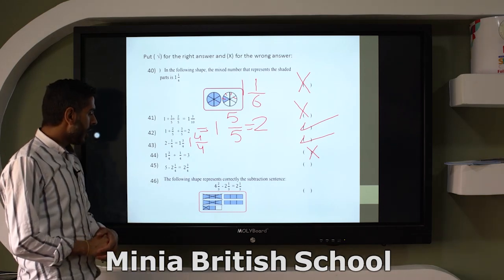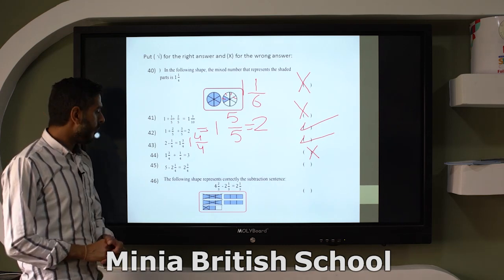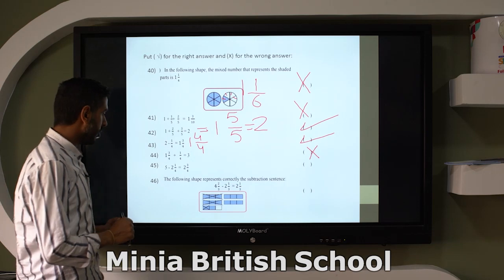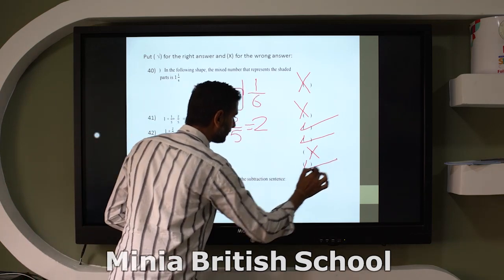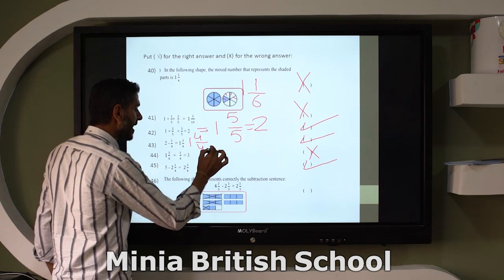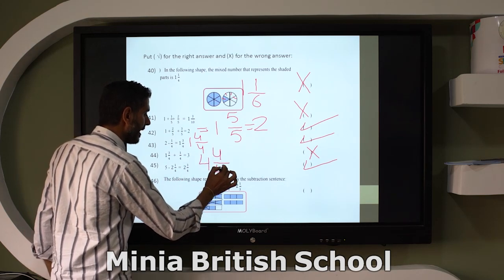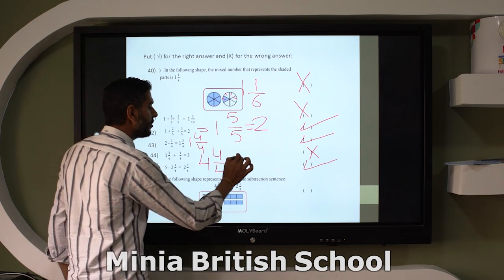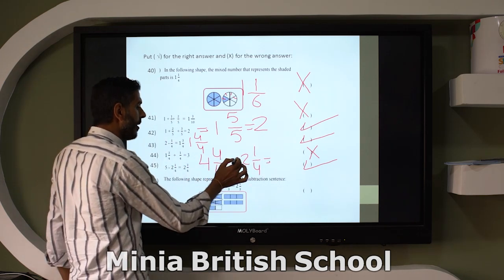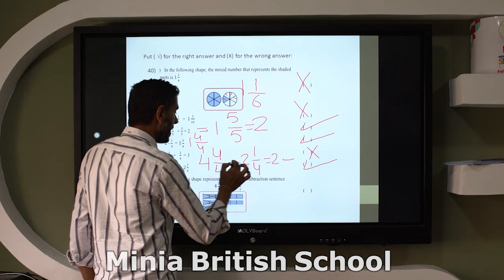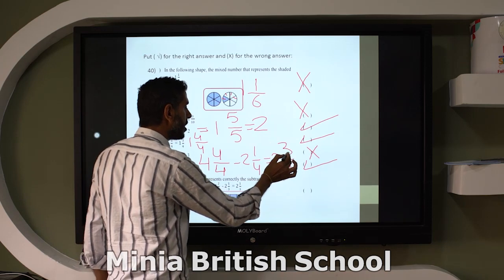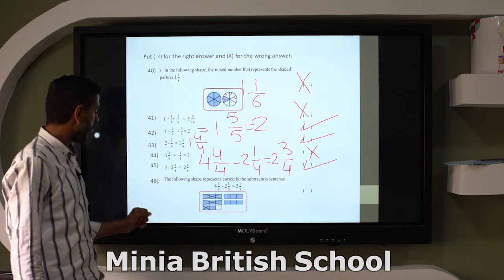5 minus 2 and 1 over 4 equals 2 and 3/4. It's right also. Let's check it. 5 will be 4, right, and 4 over 4. Excellent boy. Minus 2 and 1 over 4. So 4 minus 2 equals 2, and take 1 from the numerator, 4 minus 1 is 3. So it's correct.